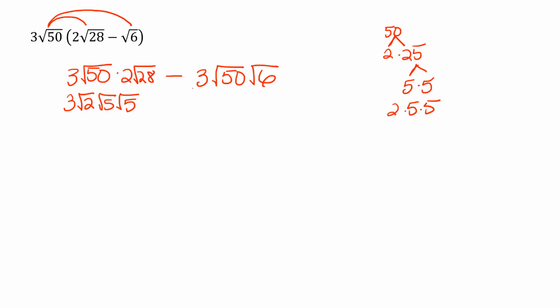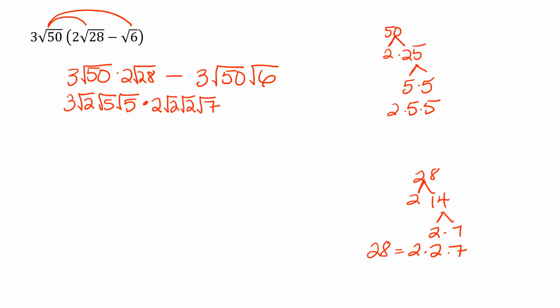And then I've got 2 times the square root of 28. So I'm going to write 28 as primes. So factor out a 2, and I'll be left with a 14. And that can be written as 2 times 7. So 28 is 2 times 2 times 7. So I'm going to write that radical in that way. So 2, I already have a 2 there. And then square root of 2 times square root of 2 times square root of 7.